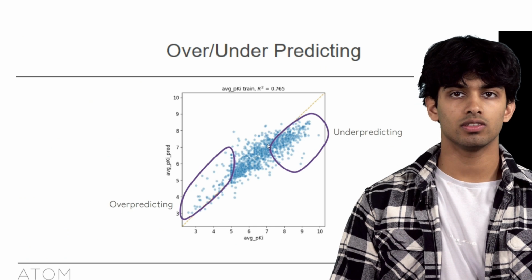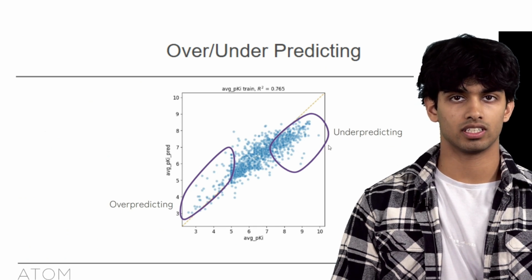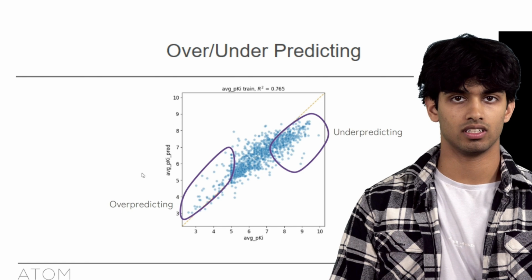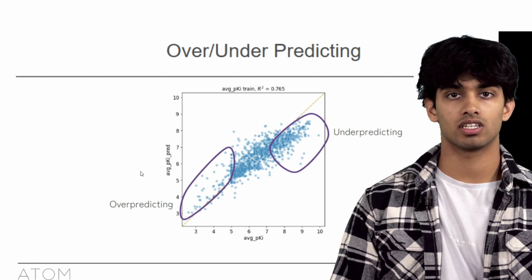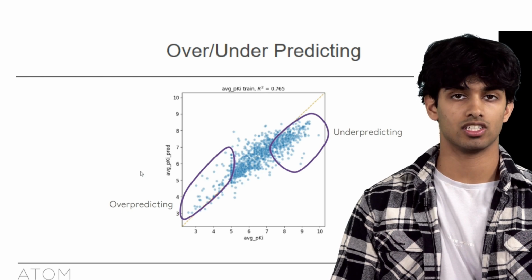From the plot, we can also see that higher Ki values tend to be underpredicted while lower Ki values are overpredicted. This gives us a valuable insight into where the model could use some tweaks. Perhaps a deeper dive into hyperparameter optimization is needed.